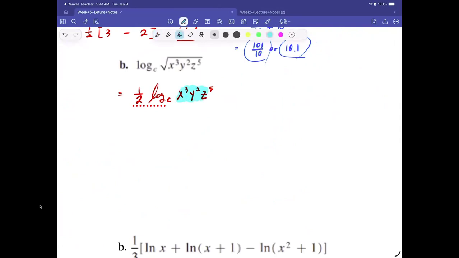We have a bunch of multiplication. X, Y, and Z have different exponents with the multiplication. So multiplication means what? Addition.